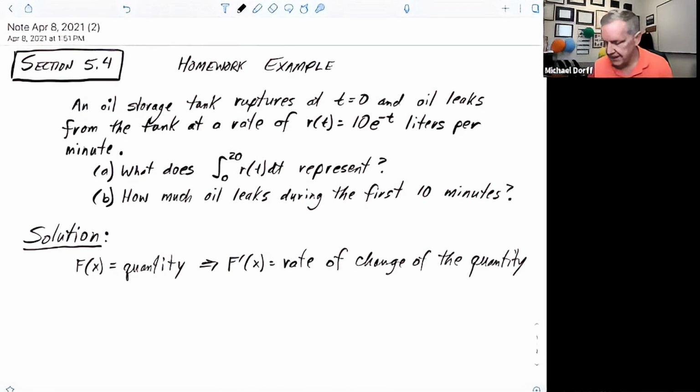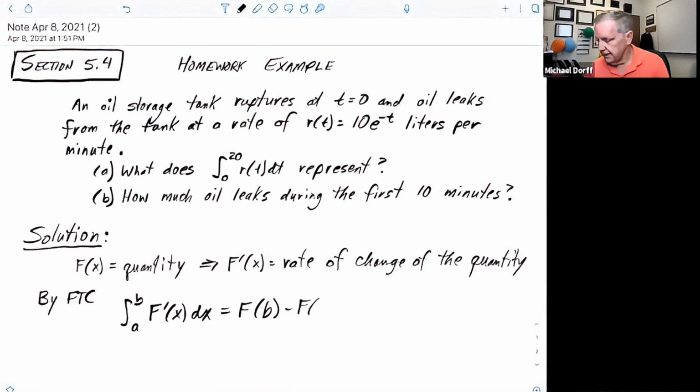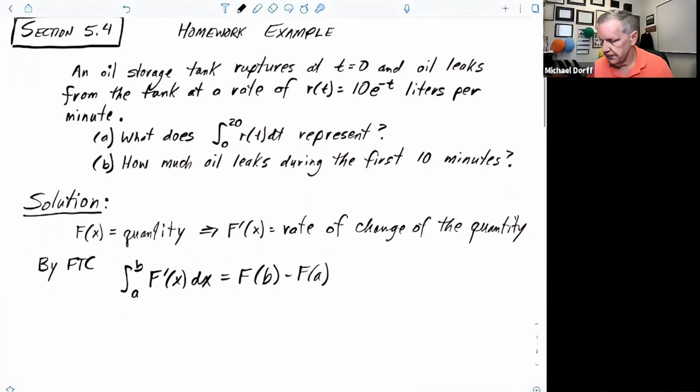The second point is, by the fundamental theorem of calculus, part 2, we know that the integral from a to b of f prime of x dx is going to equal f of b minus f of a. Because we're taking the integral of a derivative, they undo each other, and we get this as a result here.